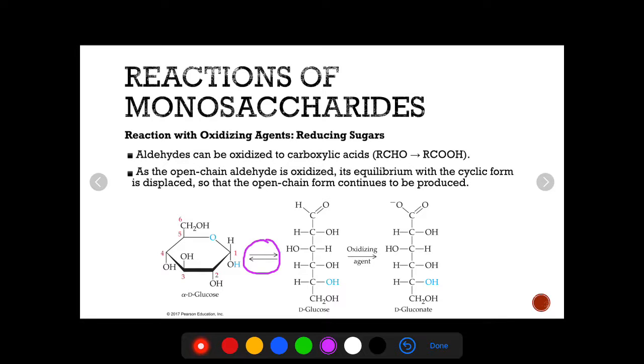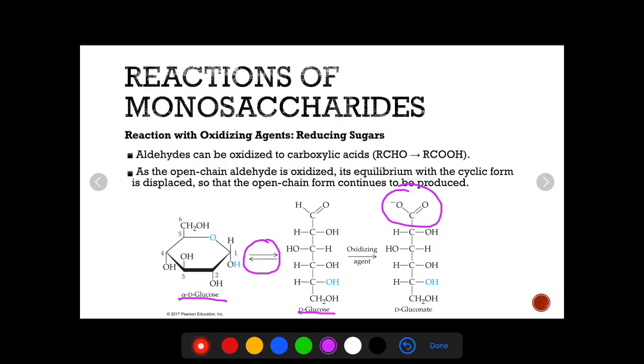We have the open chain right here. We have the cyclic structure right here. So that's an equilibrium until the open chain is oxidized. Okay, so once that happens, the equilibrium is displaced and the open chain is oxidized, and we are forming the carboxylic acid, but really the carboxylate ion here.